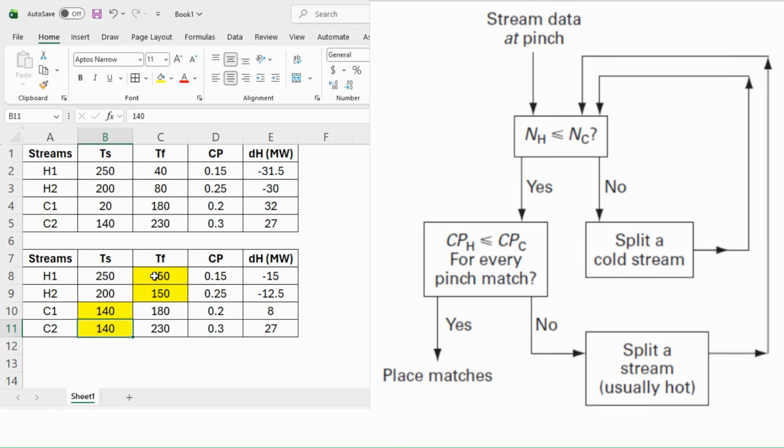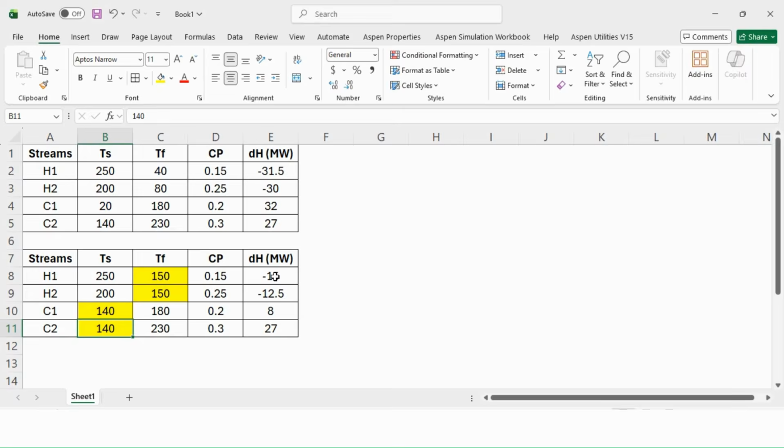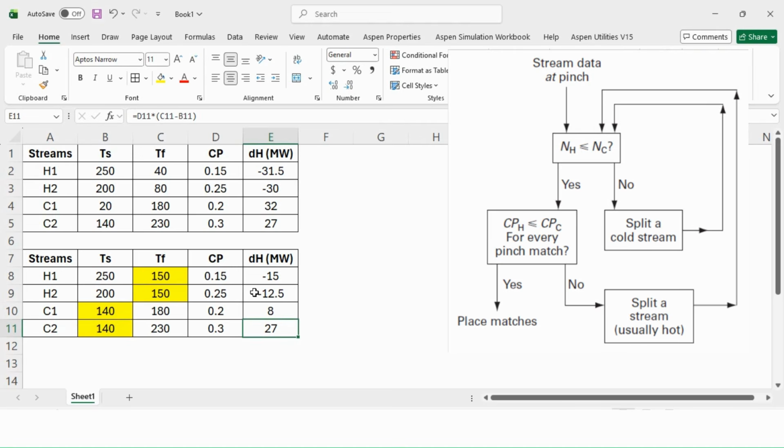Now our first rule is that number of hot streams are equal to number of cold streams. So this rule is okay. Now if we look at this system, H1 can match or can heat exchange with C1 because Cp of hot stream should be less than equal to Cp of cold stream and similarly can be matched with C2. But accordingly, if we see for H2, it can be connected with C2, but it cannot be connected with C1. Now, this is a big problem for our system.